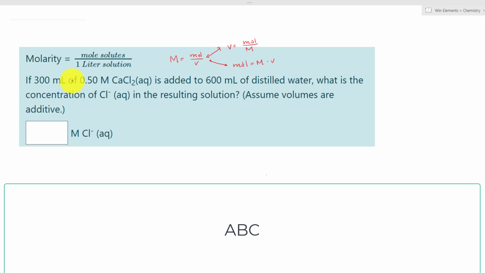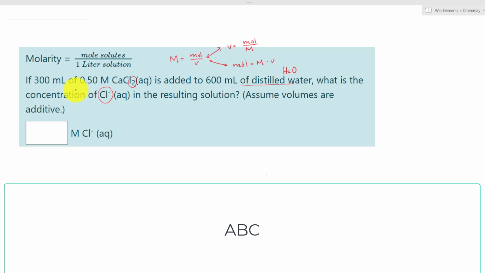We have 300 milliliter of 0.5 molarity of calcium chloride. And this aqueous, that means being dissolved in water, is added to 600 milliliter of distilled water. So this distilled water is basically pure water, H2O, okay? What is the concentration of chloride? Okay, so we're now looking at our chloride ions. And remember, very tricky because there are two chlorides in calcium chloride, in the resulting solution. Assume volumes are additive. That means you just add the volumes together.